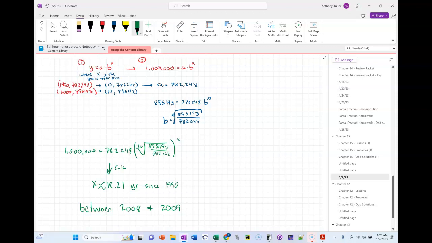Now, if we're asked at the beginning of what year would the population be at least 1 million, we would say 2009, right? We have to round up, because if I plugged in 18, that would be less than 1 million. Plug in 19 and it'll be more than 1 million.